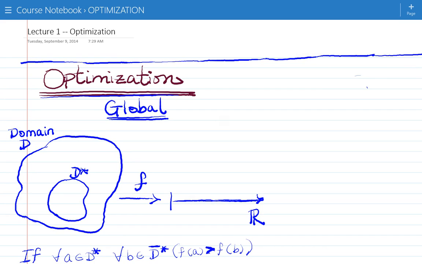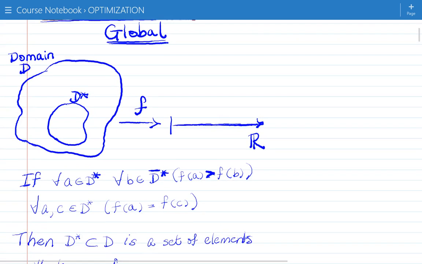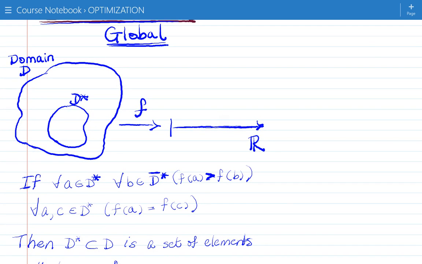This is the first session of the optimization lecture, and we'll start out by considering what we mean by a global optimum. Let's assume that we have some set, here called D, with my overall set of objects, and I have a function that maps that set to the real line. I want to know, is there a subset of D that gives the largest value in R?